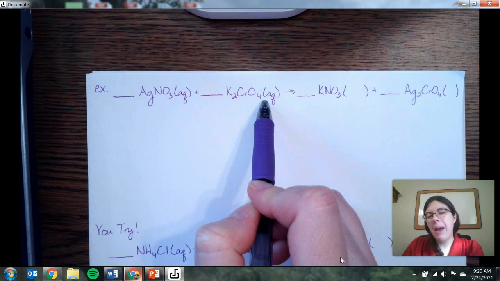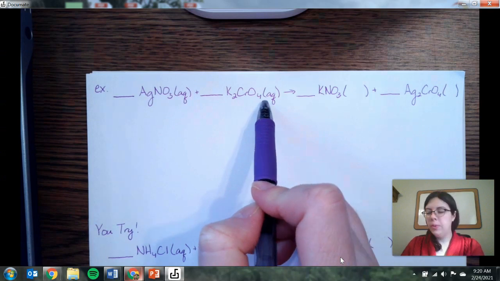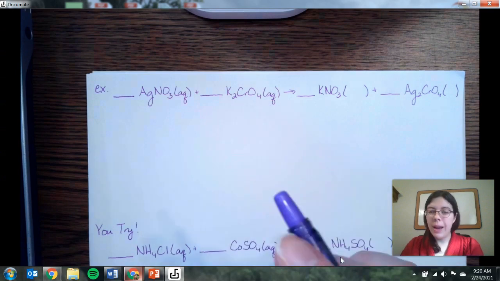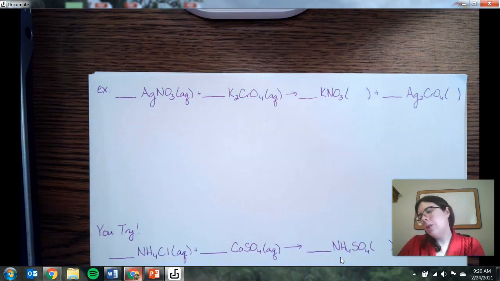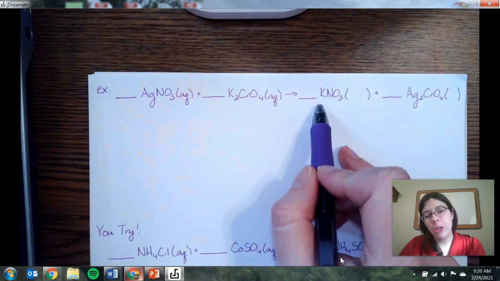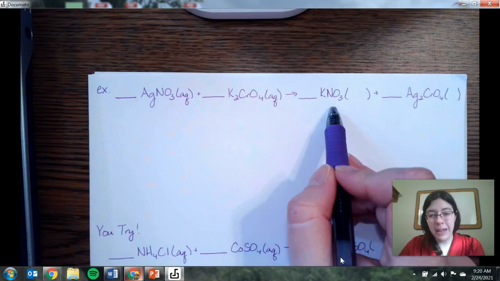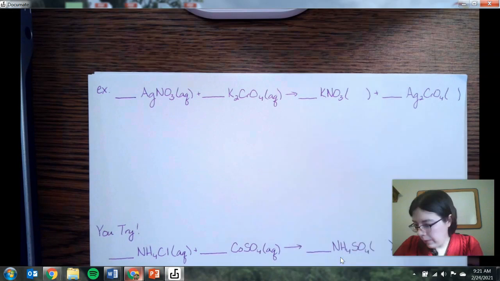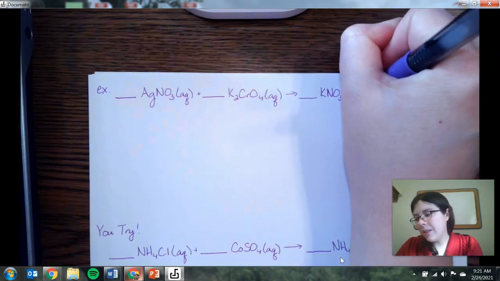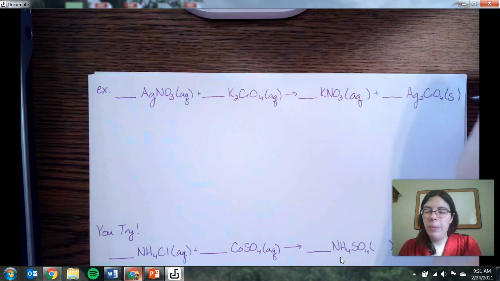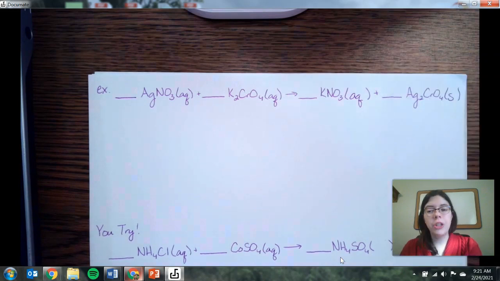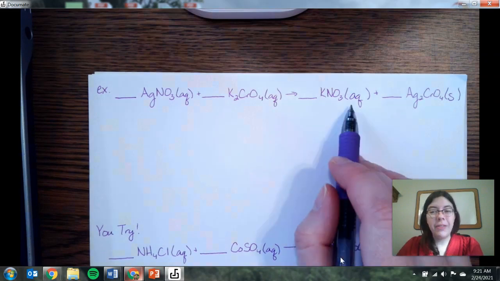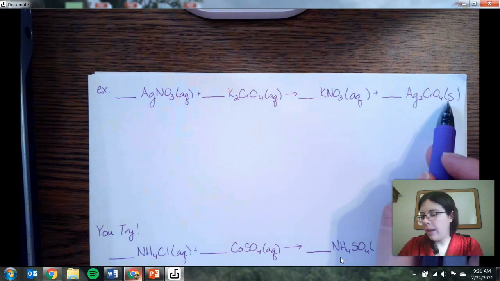So I want to think about my NA COPS rules. NA: all nitrates, alkali metals, ammonium, and acetates are soluble. If I look here, I have potassium, which is an alkali metal, and then I have my nitrate. So this one has two things that are soluble, so this one is definitely going to be our aqueous compound, which means that our solid is going to be our silver chromate. That's because we have a precipitate reaction. One of those things has to be a solid. Since this one must be aqueous, by process of elimination that leaves the silver chromate as the solid.